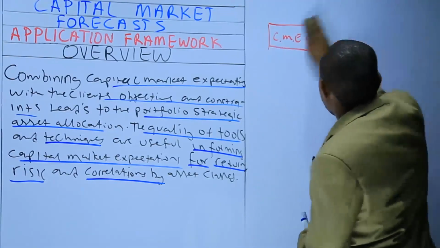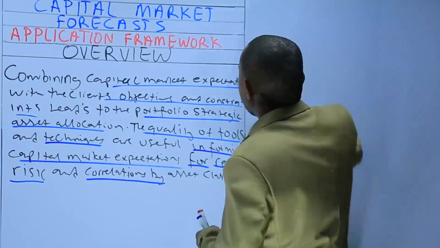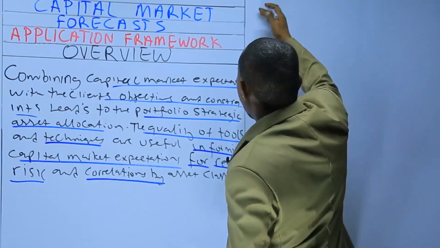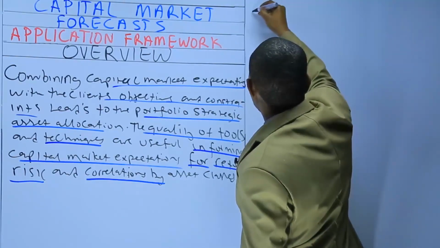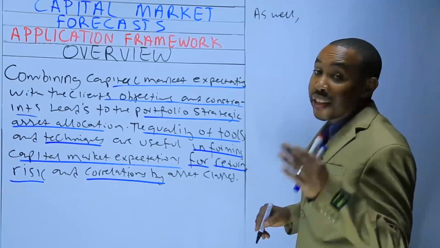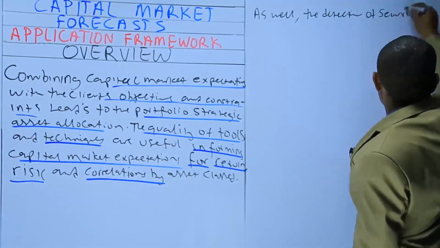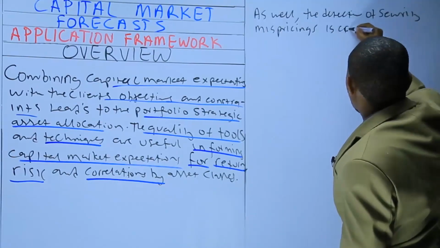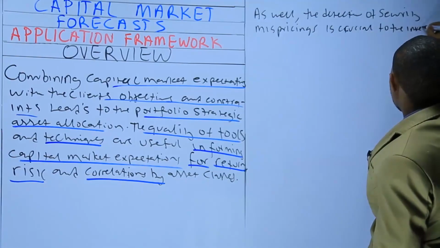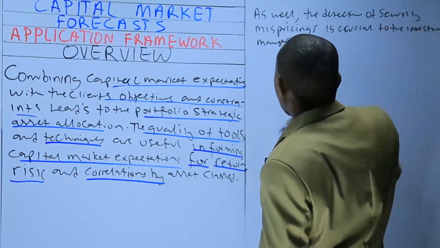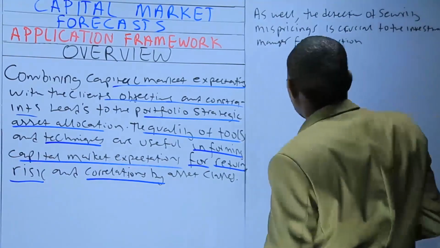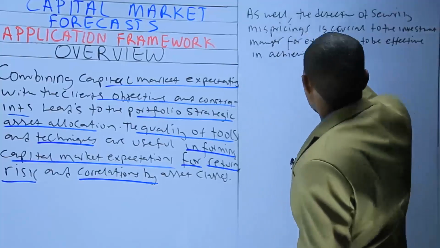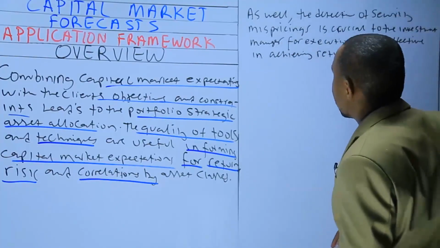We build on that and say that, across asset classes, the detection of security mispricings is crucial to the investment manager for execution to be effective in achieving returns.